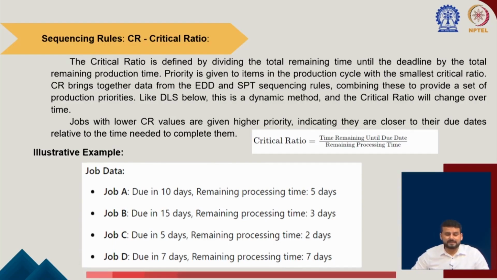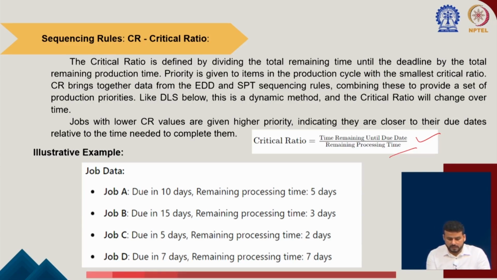The next one is critical ratio. Now you are calculating the critical ratio by dividing the total remaining time until the deadline by the total remaining production time, right. So critical ratio is calculated as time remaining until due date divided by processing time required. Again the job which has the minimum critical ratio will be processed first, right.